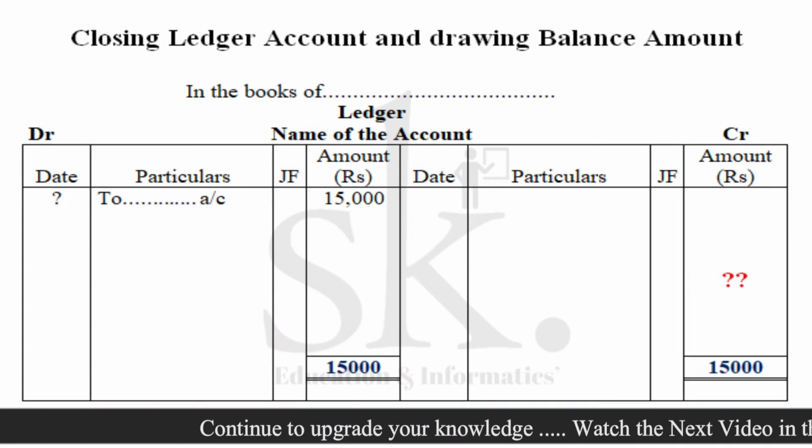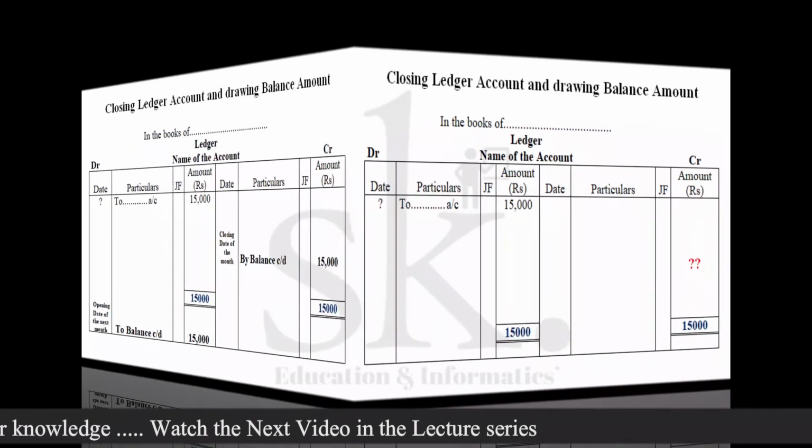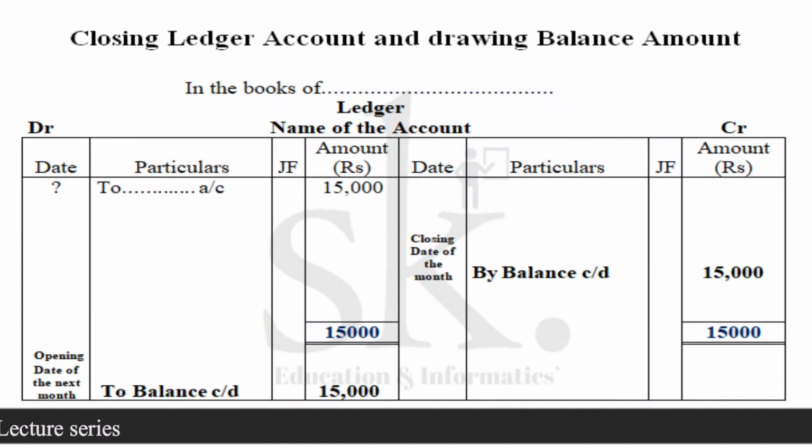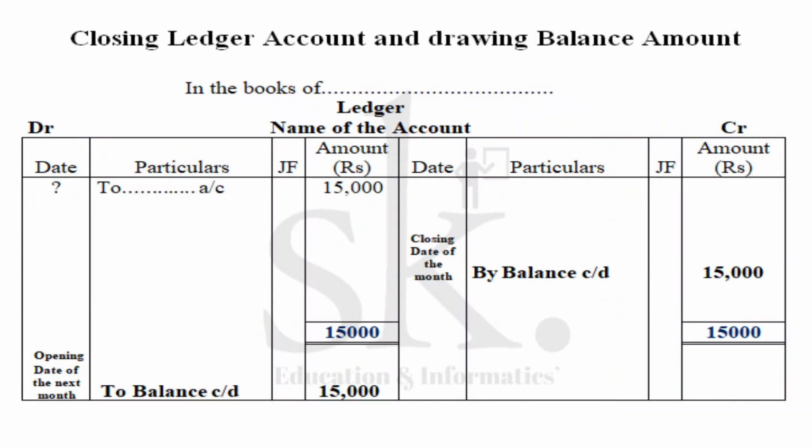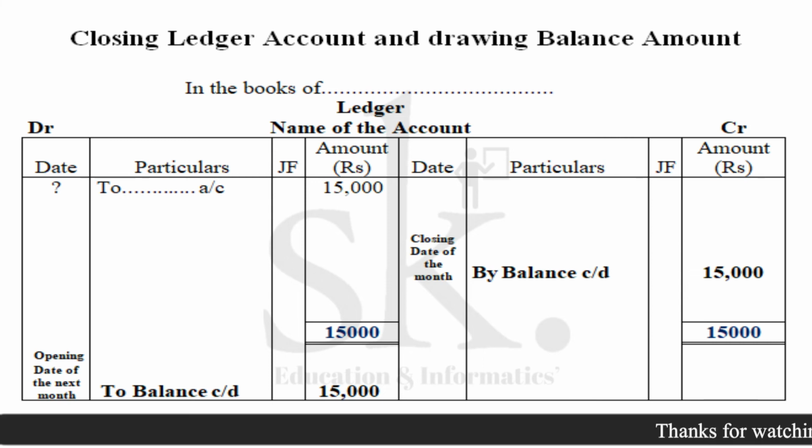So since there is no amount on the credit side, the entire amount of rupees 15,000 is the balance amount. So we write "By balance c/d" as on the closing date of the month, and we bring down to the opening date of the next month "To balance b/d" rupees 15,000.